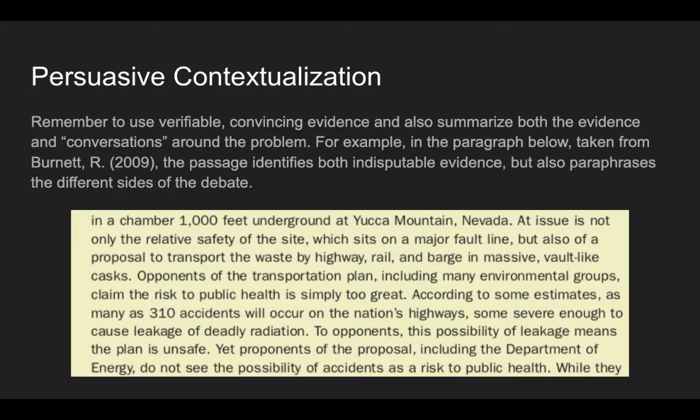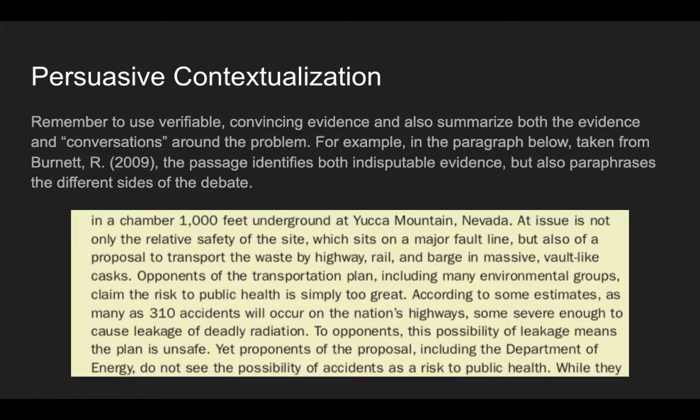So, for example, in the paragraph below, which follows from the paragraphs that we were looking at in the previous video, taken from the Burnett reading from last week, this passage is going to identify indisputable evidence, right? The chamber is 1,000 feet down. There's been as many as 310 accidents. But it's also going to paraphrase the different sides of the debate.